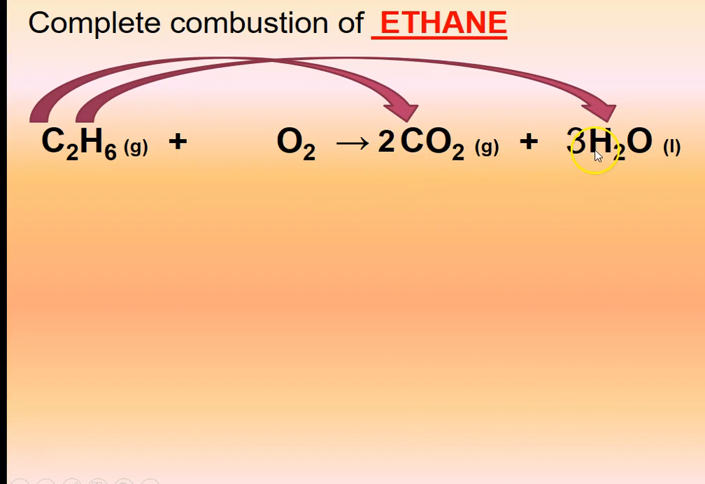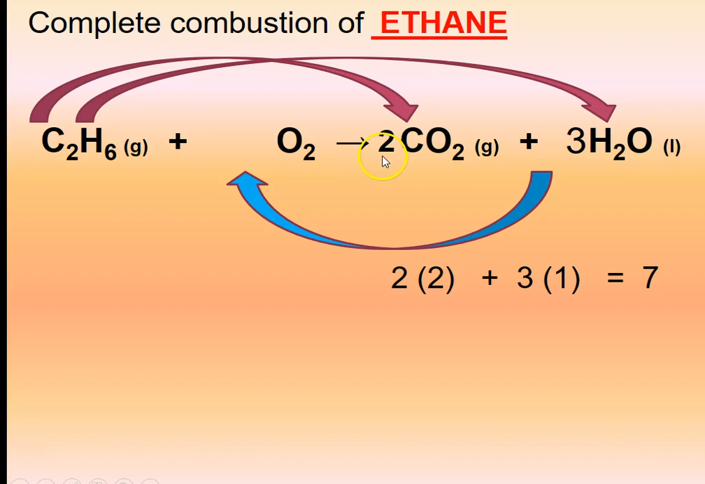So now we've got our carbons and hydrogens balanced, we have to do our oxygen. So you've got 2 lots of 2 here, so you've got 4. 2 lots of 2, and here you've got 3 lots of 1 because each water molecule only has 1. So 3 lots of 1. So when you add them up, 4 and 3 makes 7. So you've got 4 oxygen, 3 oxygen to make 7.